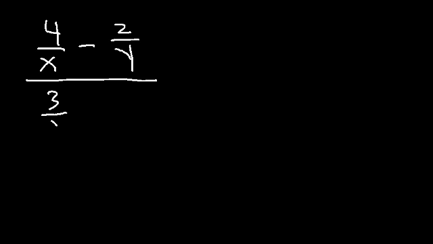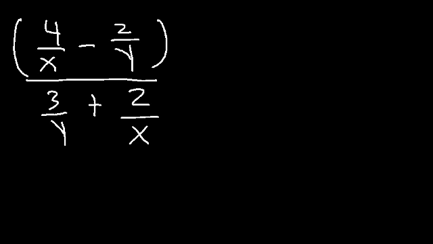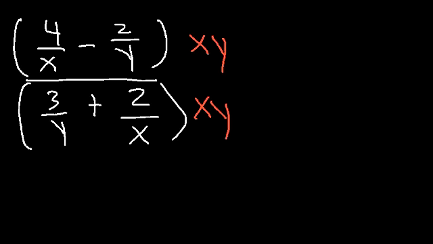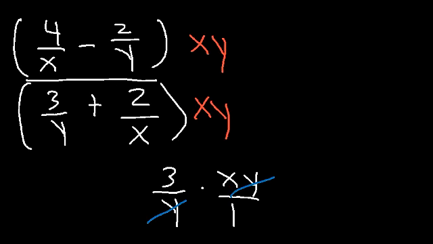Try this one. So notice that we have two different terms or variables in the denominators of the smaller fractions, x and y. So the common denominator is xy. So what we need to do is multiply the top part and the bottom part by xy. So what is 3 over y times xy? The y variables will cancel, and you're just going to get 3 times x.